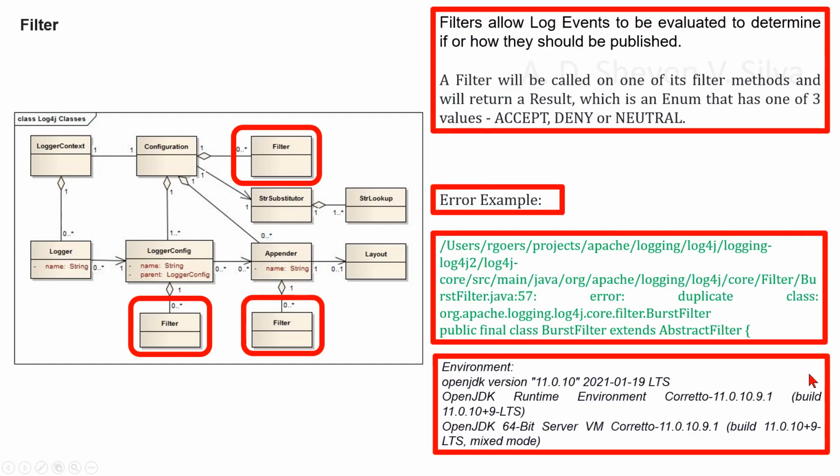As an error example, we can consider this error that occurred in the environment with OpenJDK version 11.0.10 and OpenJDK Runtime Environment Corretto 11.0.10.9.1 and OpenJDK 64-Bit Server VM Corretto 11.0.10.9.1, users, etc., and the error: duplicate class org.apache.logging.log4j.core.filter.BurstFilter, etc.